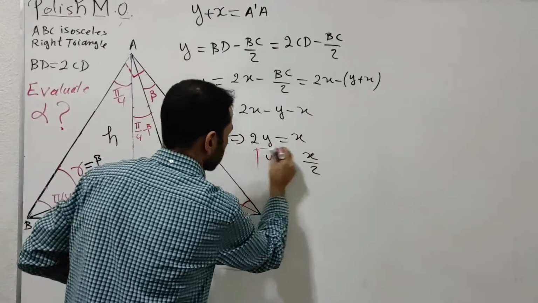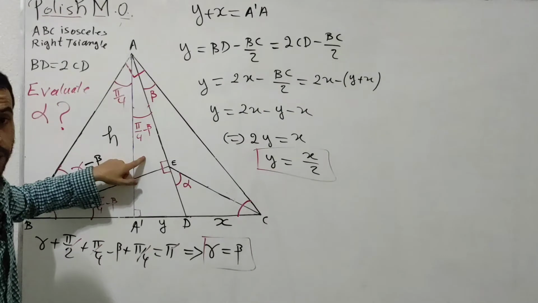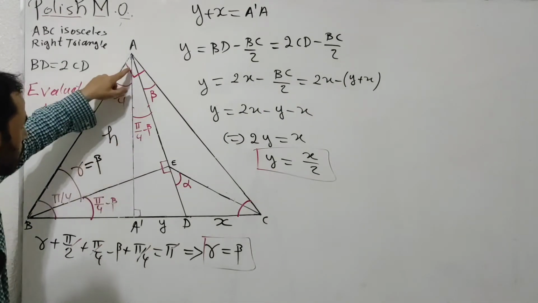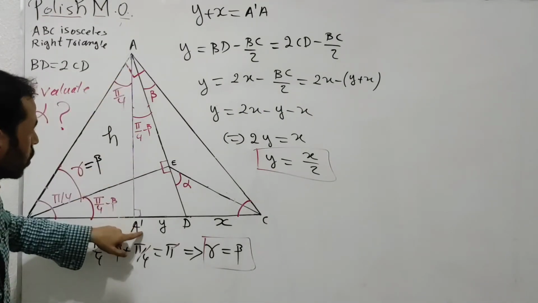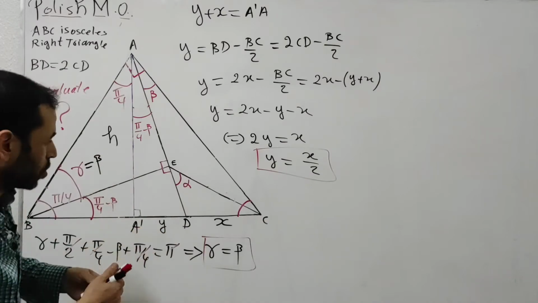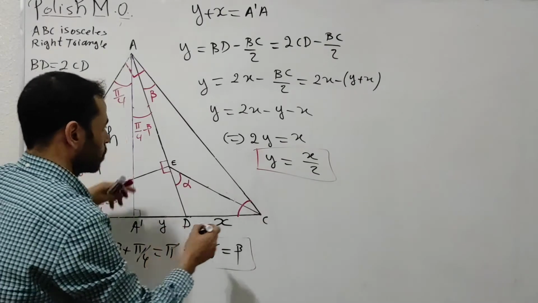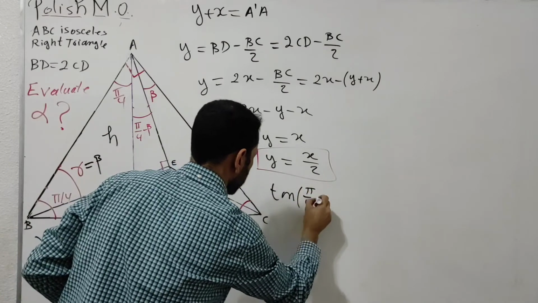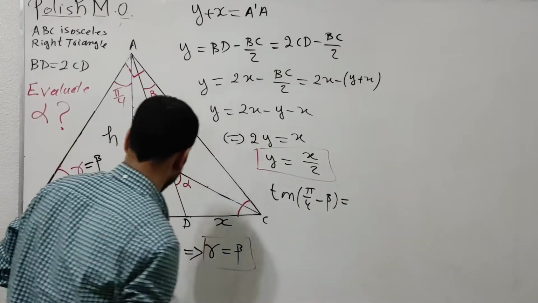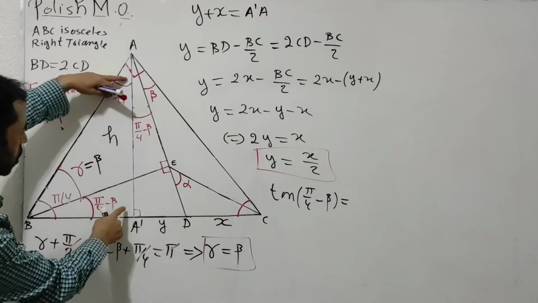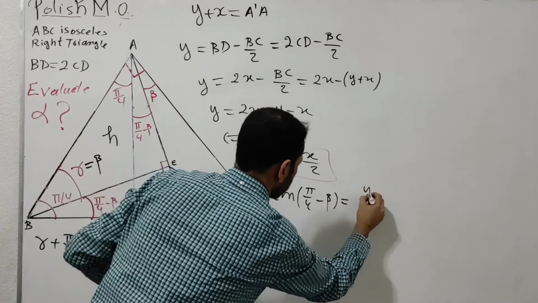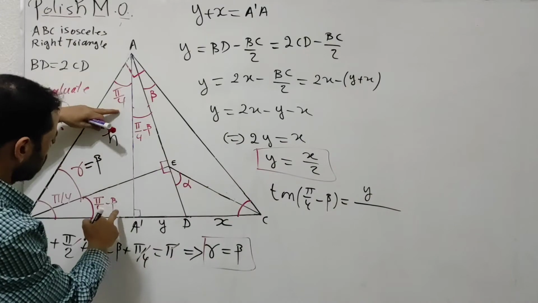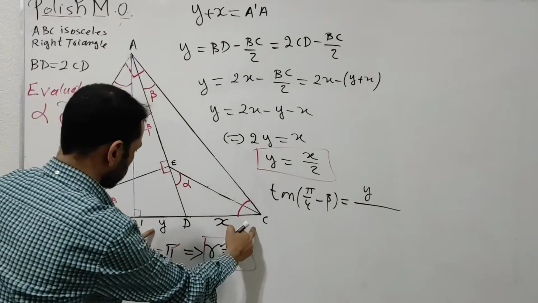Now I'm allowed to apply the tangent of this angle because we have a right triangle, A prime D. So let's calculate the tangent of this angle. So the tangent of pi over 4 minus beta equals opposite divided by adjacent. Opposite is y. Adjacent is this distance, which is y plus x.